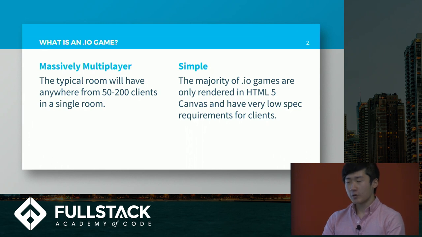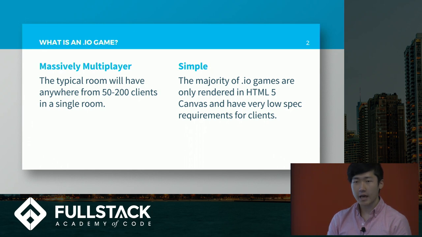Well, at the most basic level, it's just a game on the .io domain space. But in reality, the .io games have really created a niche for themselves with two simple principles. First, they must be massively multiplayer. The typical room will have anywhere from 50 to 200 clients, which is pretty immense for most web browser-based games. A typical web browser multiplayer game will have 5, maybe 6, but most .io games will handle upwards of 200 in a single room.